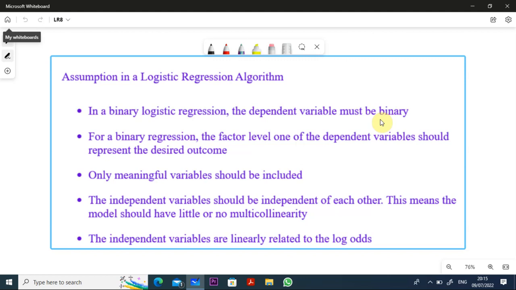Here only meaningful variables should be included. There are so many variables, but no need to include all. Only the meaningful ones are to be included. The independent variables should be independent of each other, with not that much correlation among them. This means the model should have little or no multicollinearity. The last point is that the independent variables are linearly related to the log odds. So these are the assumptions, and based on these assumptions we can go for logistic regression.